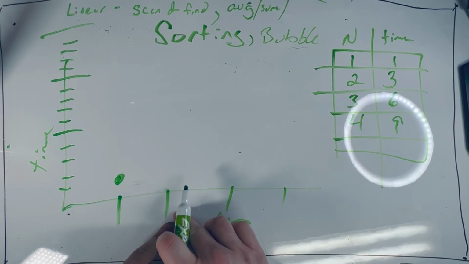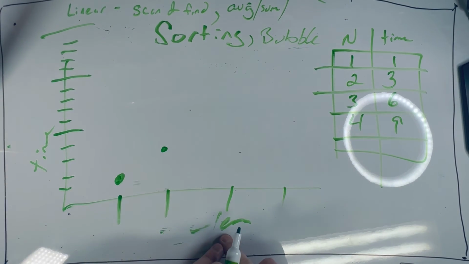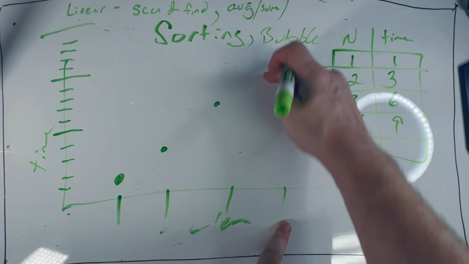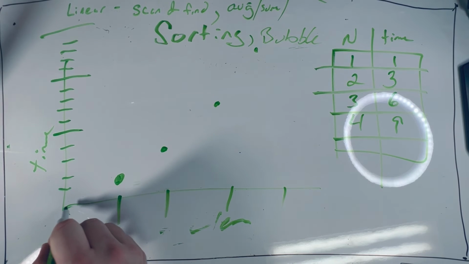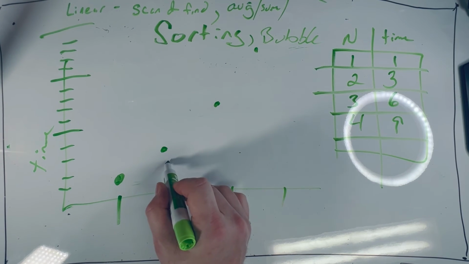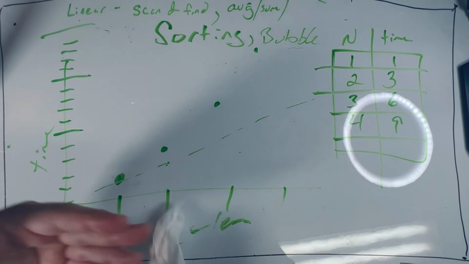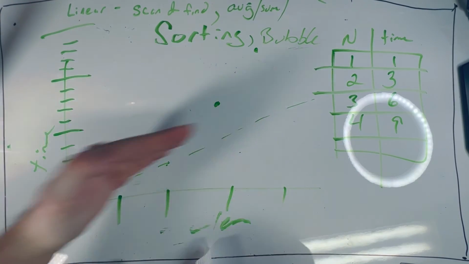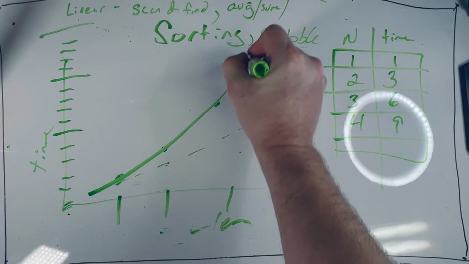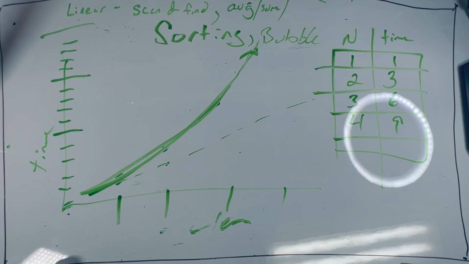So 1 took 1 step. 2 took 3 steps. 3 took 6. 4 took 10. If it were a linear relationship, I'm just going to do a quick dot, like my 2 would be, like that would be linear. It looks sloped because my scale's not the same, but let's say that's linear. This one follows a different path. Notice that curve? And it gets steeper as we add more elements.